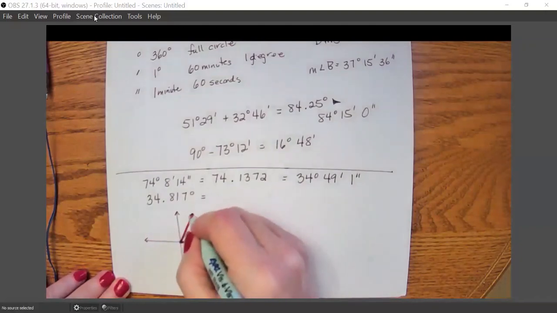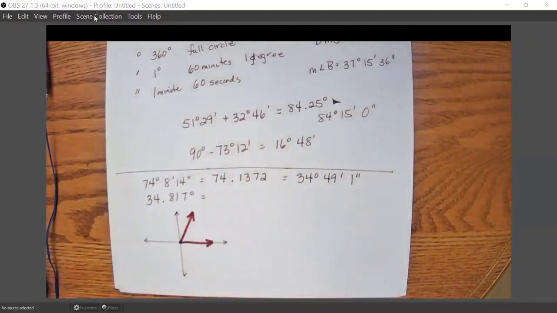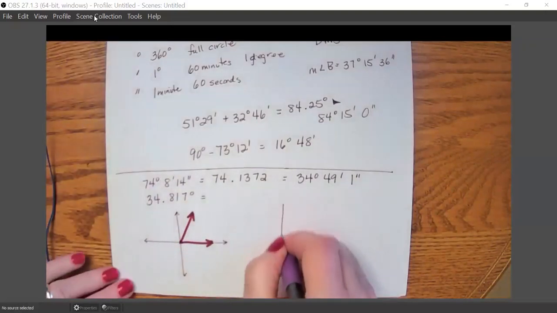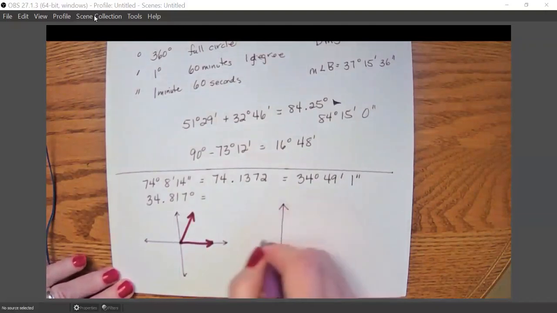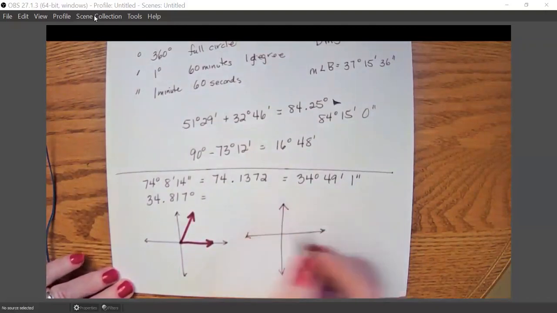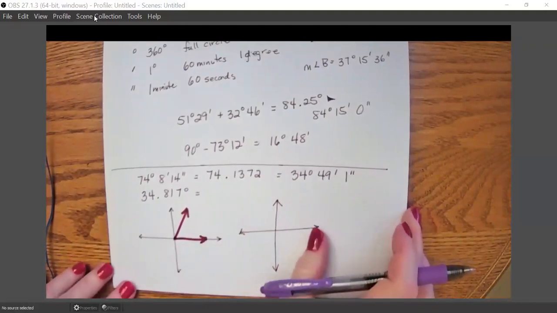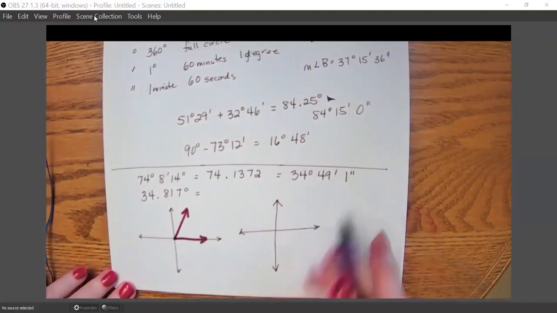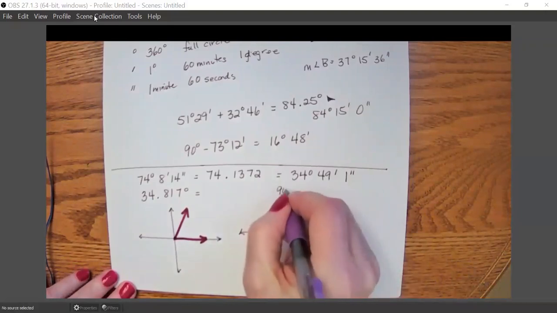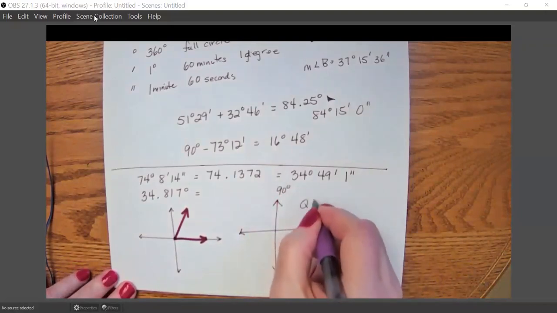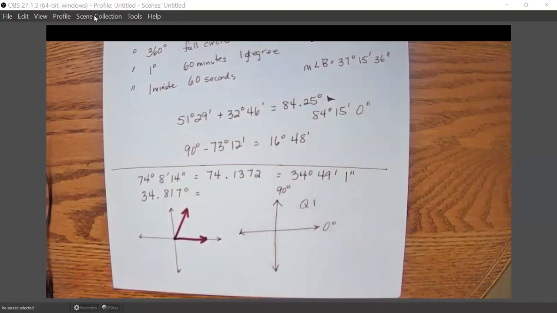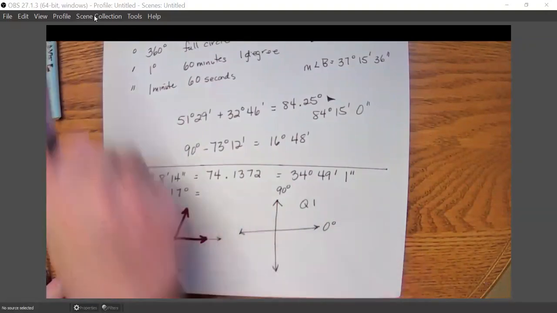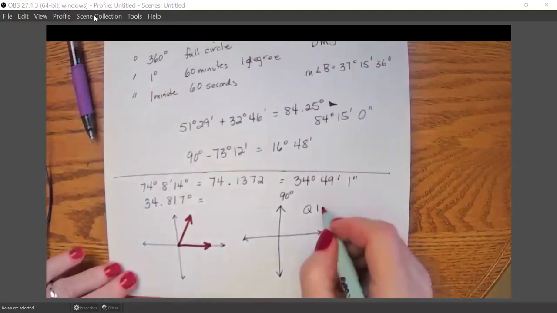So that would be considered an angle in standard position. Now on the Cartesian plane, when we're talking about degree measurements, anything between 0 degrees and 90 degrees is considered in the first quadrant, Q1. And these are always, it's one of the few places we use Roman numerals in math. So this is considered the first quadrant.